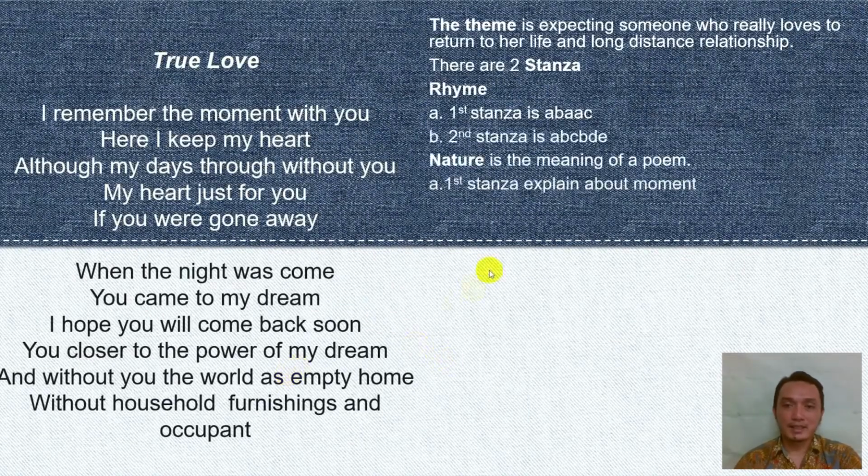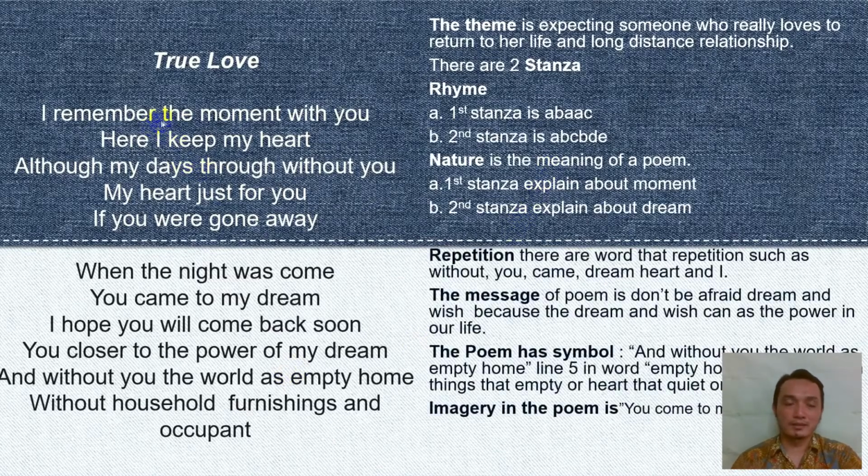Okay, this is the explanation of the poem under the title True Love. The theme is expecting someone who really loves to return to a life and long distance relationship. So the theme of this poem is about expecting someone who really loves to return to her life, and long distance relationship. There are two stanzas, the first and the second.